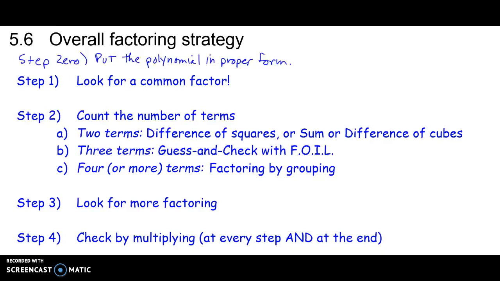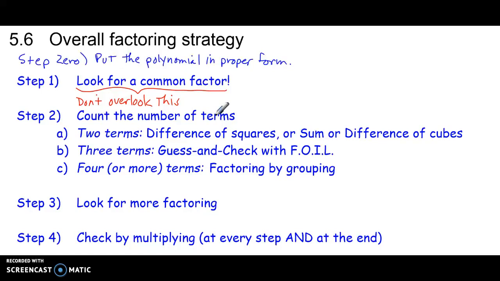Then, step 1, look for a common factor. And I warn you, people overlook this a lot. They jump into something more fancy, and it could have been a much simpler problem if they'd simply factored out a common factor. So always look for a common factor first. Your life will be much easier. You'll have a much easier time factoring if you do that first. After the common factor is pulled out, count how many terms what's left has. Depending on whether it has 2, 3, or more terms, you'll use different techniques.